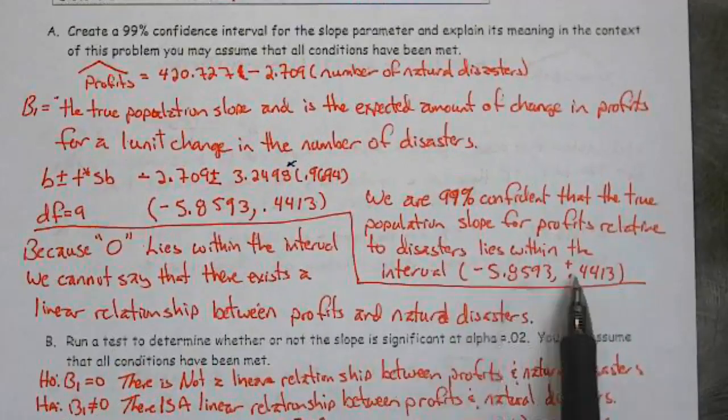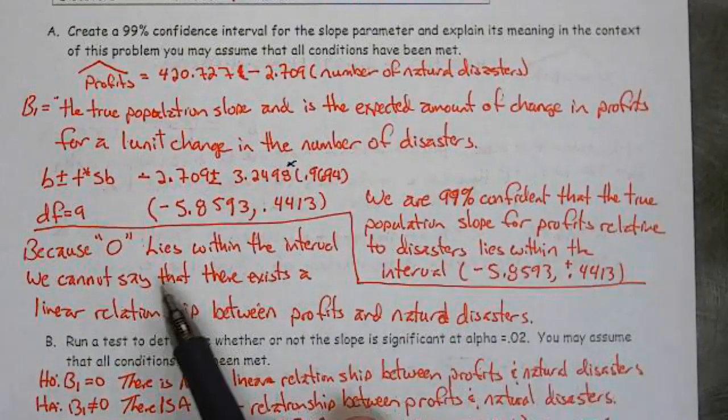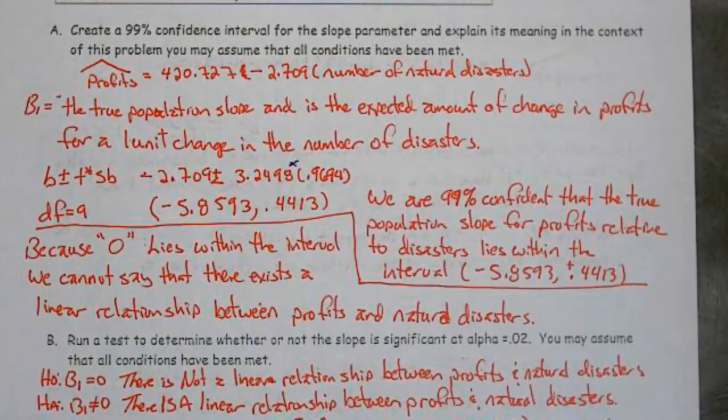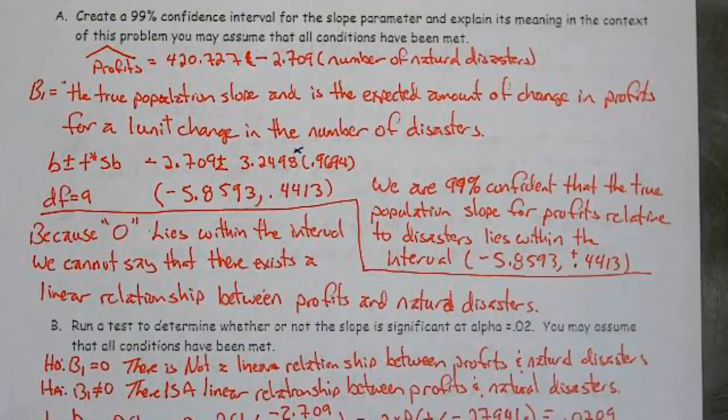Well, notice we went from negative to positive. So because 0 lies within the interval, we cannot say that there exists a linear relationship between profits and natural disasters.